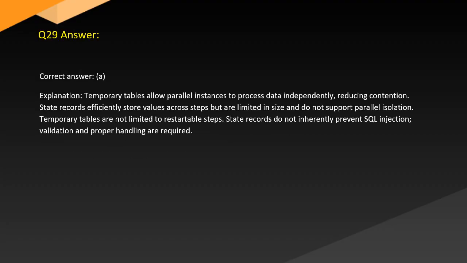Answer. Correct answer, A. Explanation. Temporary tables allow parallel instances to process data independently, reducing contention. State records efficiently store values across steps but are limited in size and do not support parallel isolation. Temporary tables are not limited to restartable steps. State records do not inherently prevent SQL injection. Validation and proper handling are required.